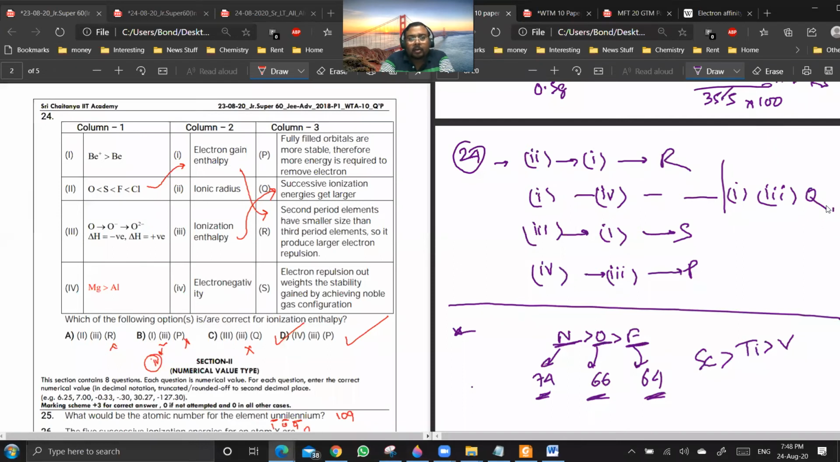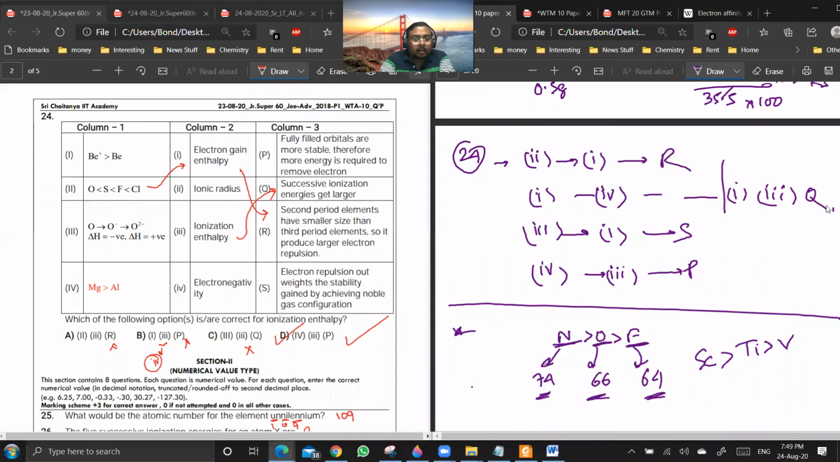P is not a correct explanation. Are you getting a point? Yes or no? Yes, sir. Okay. Stable configurations will decide a jump in ionization energy, not the ionization energy itself. Successive ionization energies will always increase, but the jump in ionization energy will be more if you are disturbing a stable configuration. And the jump in ionization energy will be less if you are getting a stable configuration. Are you getting my point? Yes or no? Yes, sir.